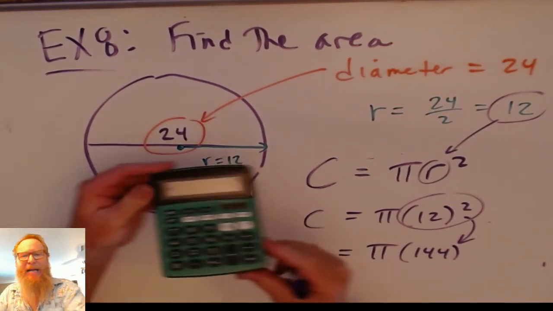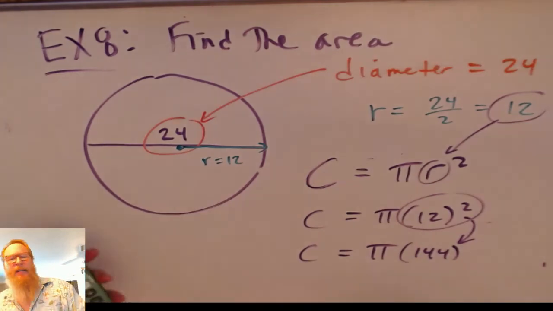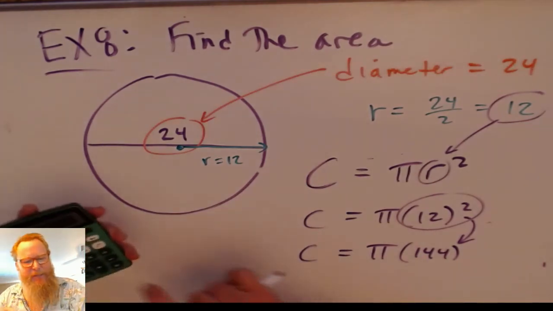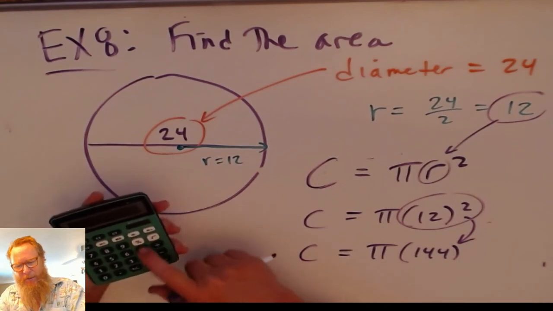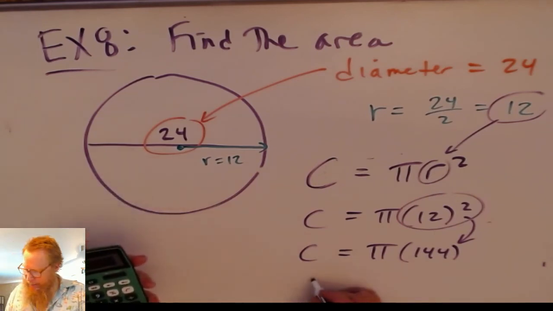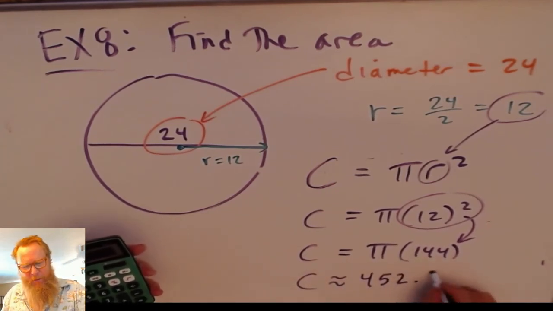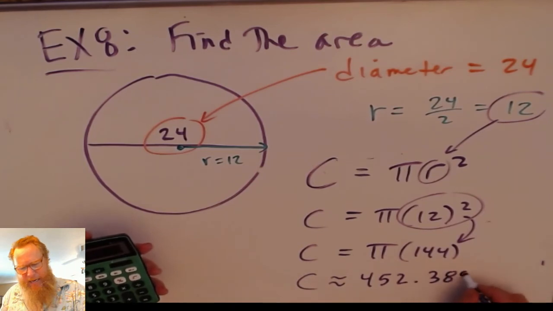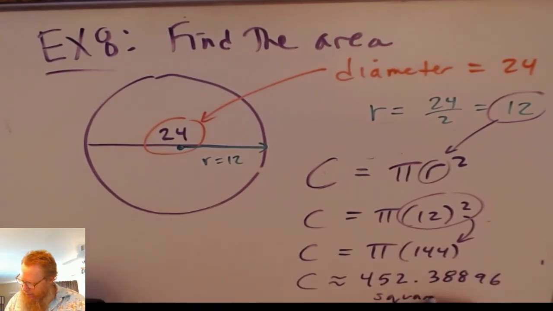All right, my calculator actually doesn't have a square button on it. I don't have a scientific calculator nearby, so I'm just using what I use to pay my bills. So 144 times 3.14159. That's approximately 452.38896 square units.